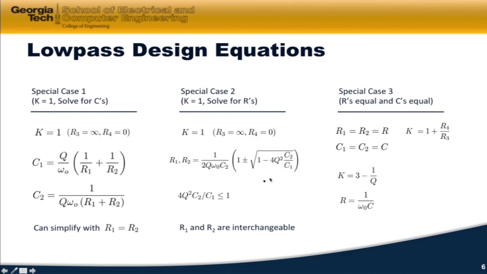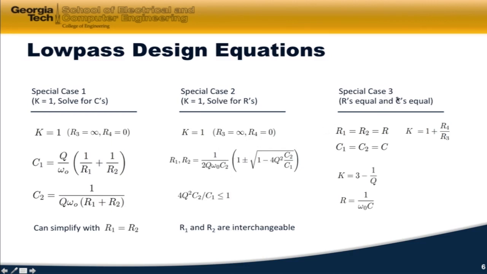The only restriction on this equation is that the quantity under the square root must be positive, and I've drawn that condition here. You can also see that the way this equation is written, R1 and R2 are interchangeable. You solve for one by letting this be a plus sign, and you solve for the other by letting this be a minus sign. But in the circuit, you can interchange the values.